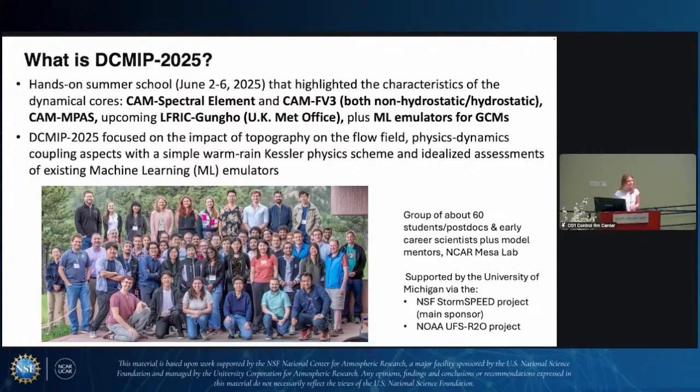It is actually a summer school. It's 1 week together with 50 students and about 10 mentors, so about 60. And here you see a photo of the 60 participants, including the mentors that were here at NCAR last week. We focused on idealized test cases and also this time a very new element, which was an idealized test of machine learning emulators, which we had never done before in DCMIP.